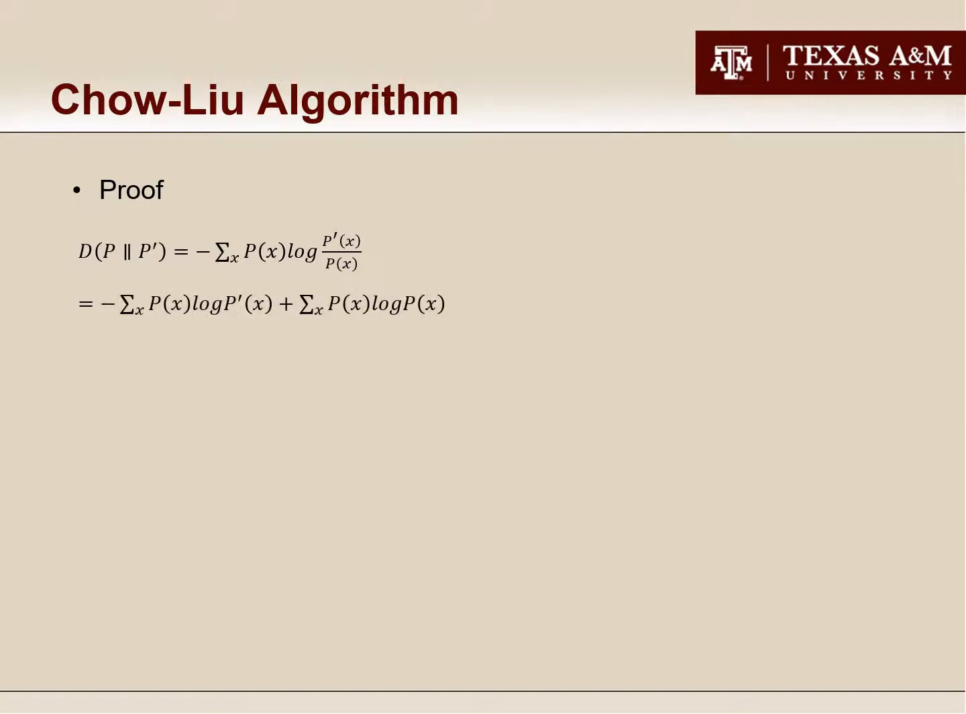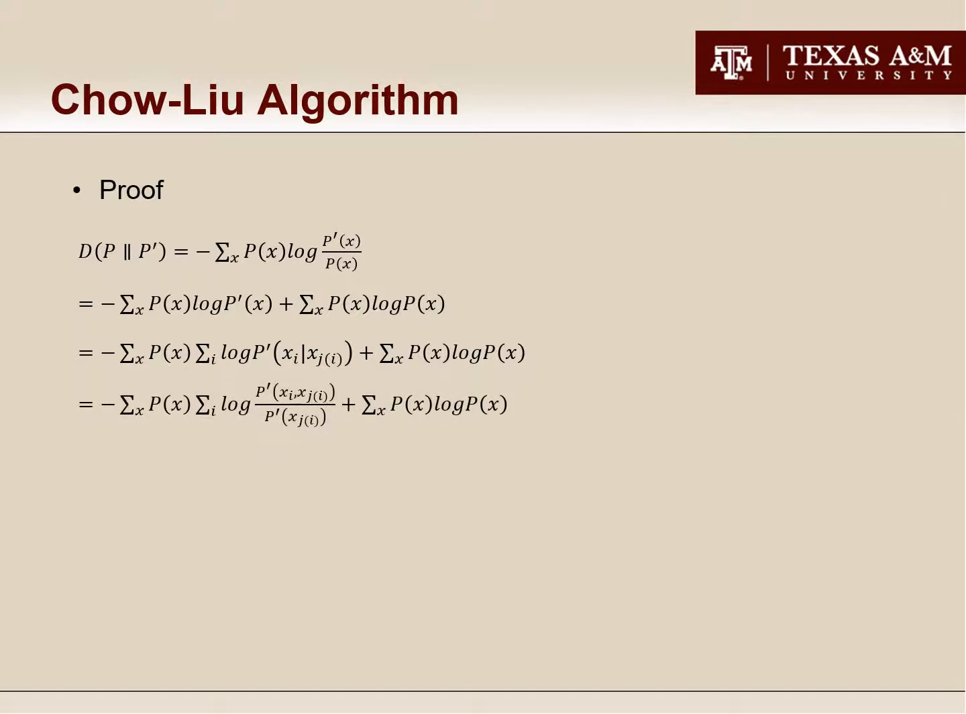The first term will become the minus the sum of P(x) log P'(x). The second term is the sum of P(x) log P(x). Because we have some dependence relationship in the structure, we can change the P'(x) into the product of P'(xi given xji), where xji has some dependence relationship to the xi. And then we can use the relationship of conditional probability to the joint probability.